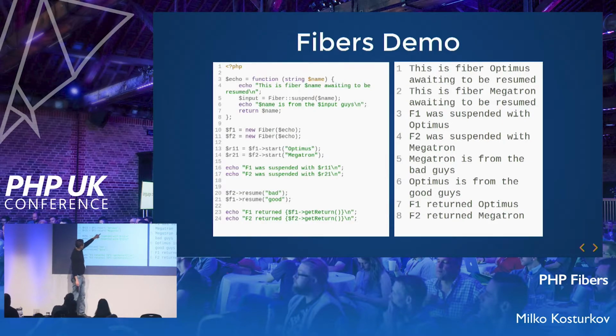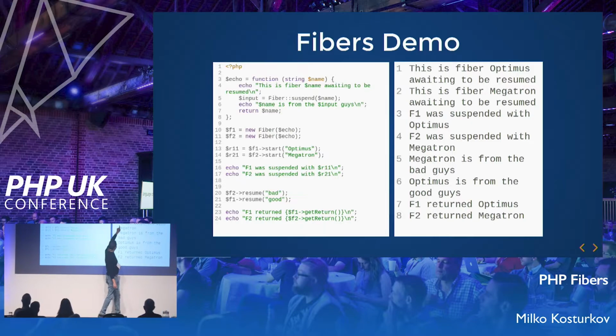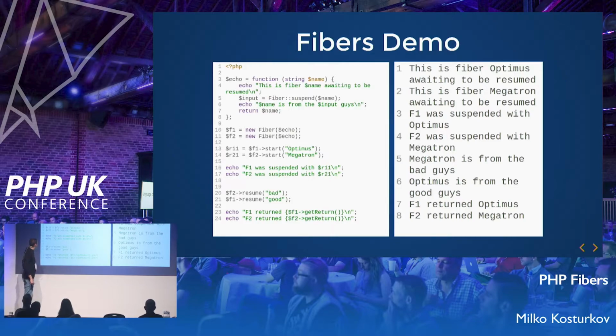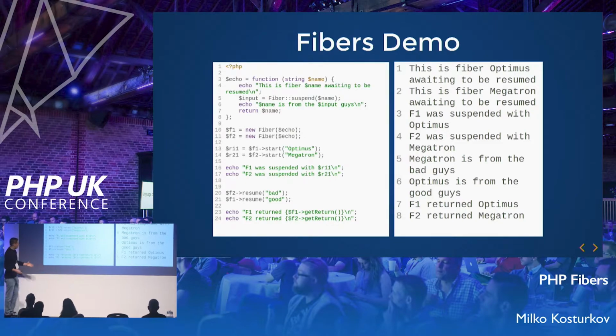Then we're going to start the second fiber, call it Megatron. And this will spit out the second line: "This is fiber Megatron awaiting to be resumed." And then we'll come back here and echo "F1 was suspended with", and we're going to get the result of this. We get this line: F1 was suspended with Optimus. This is what we called the suspend with. And F2 was suspended with Megatron, because this is what we're getting out of the output. That's fine. Not very interesting so far.